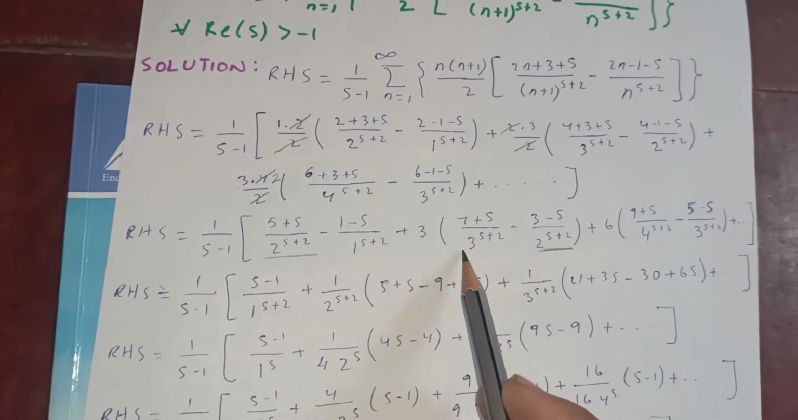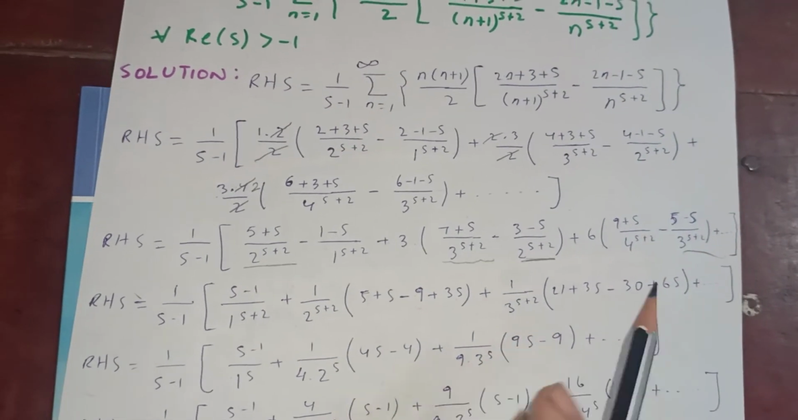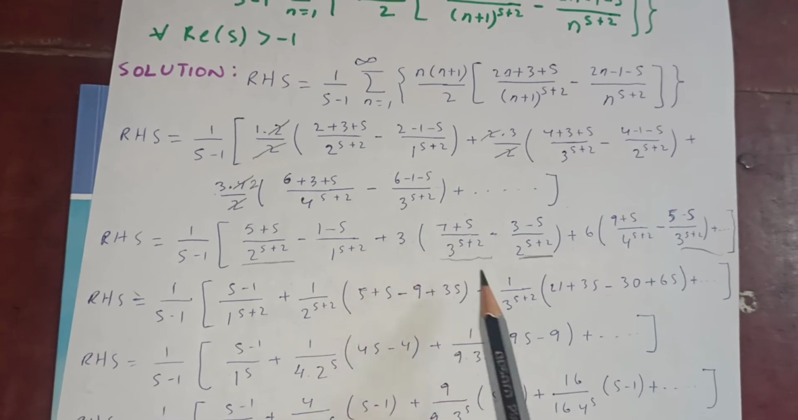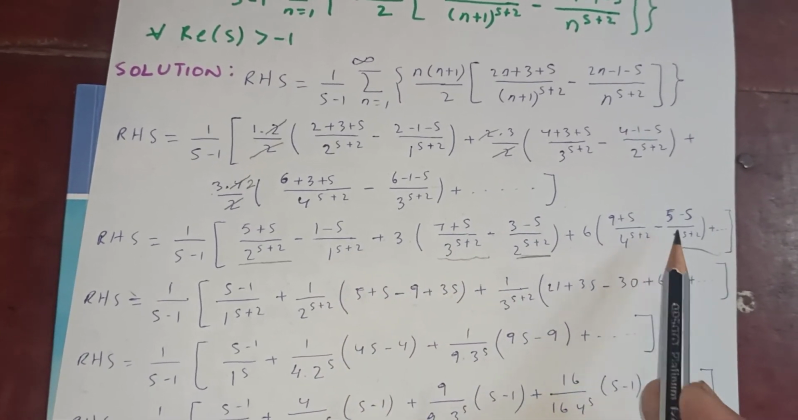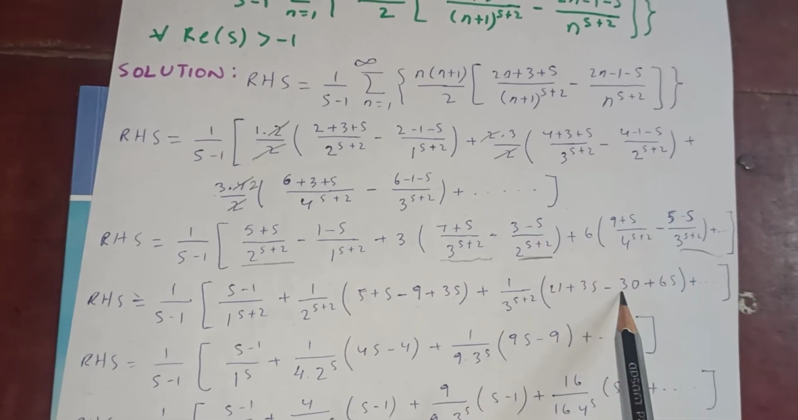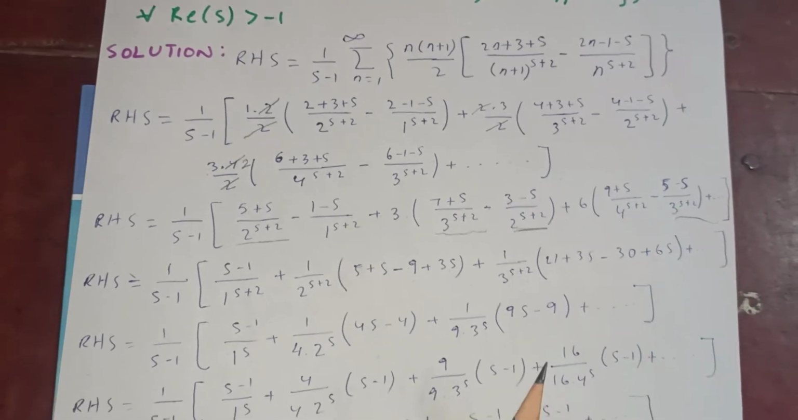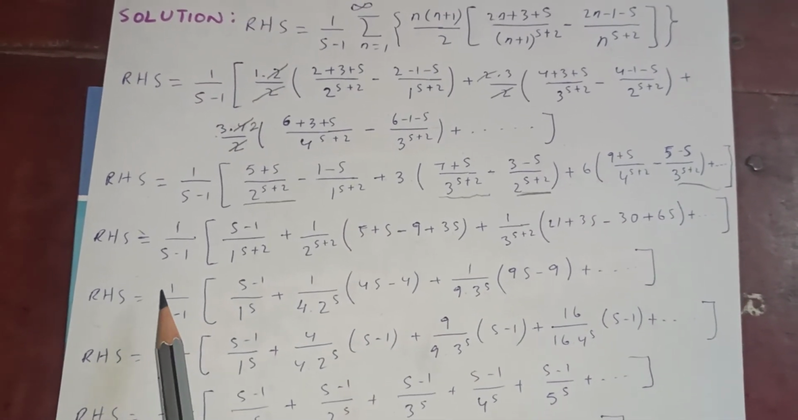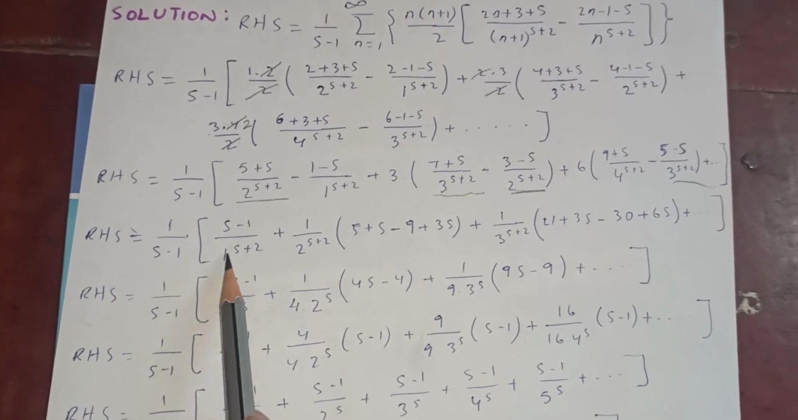Plus, and again for 3, this and this will take, which is 1 over 3 to the s plus 2, and 3 sevens are 21 plus 3s minus 6 fives are 30, minus plus 6s, right? Plus and so on. Now 1 over s minus 1, so (s minus 1) over 1 to the s plus 2.